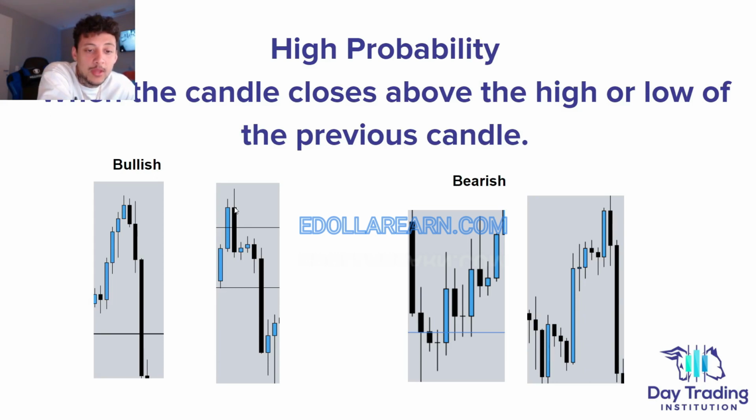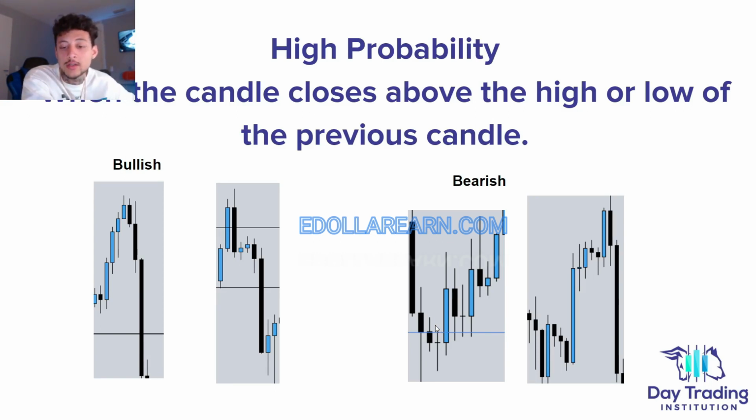Same thing here, right? Notice how this bearish candle closed under the lowest low of the previous bullish candlestick, making it a high probability entry candlestick. Now, notice how this bullish engulfing closed above the highest high of the previous candlestick. That's going to be the entry candle. That's really what we want to see.